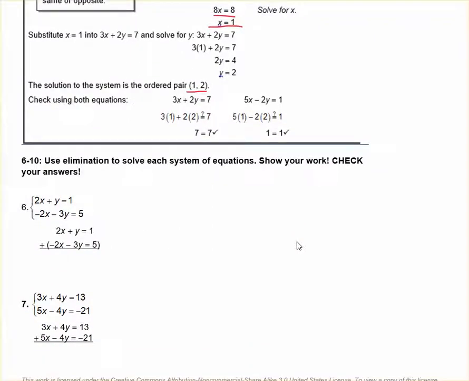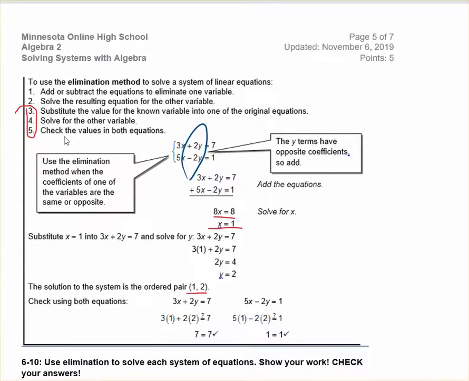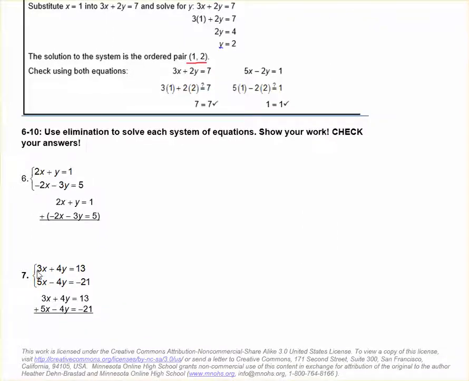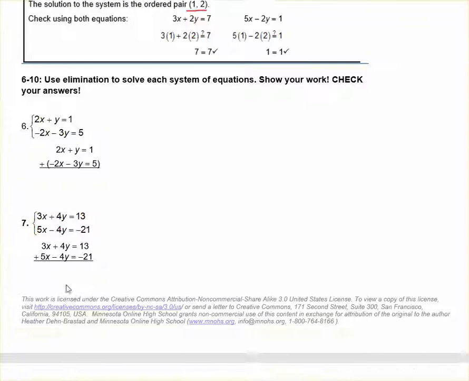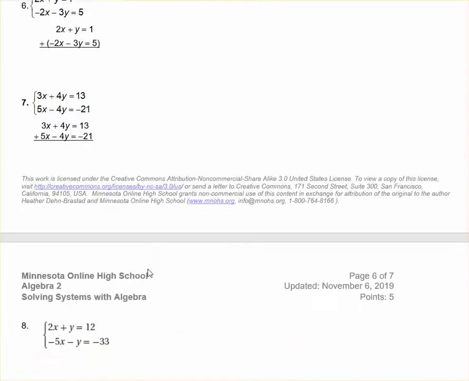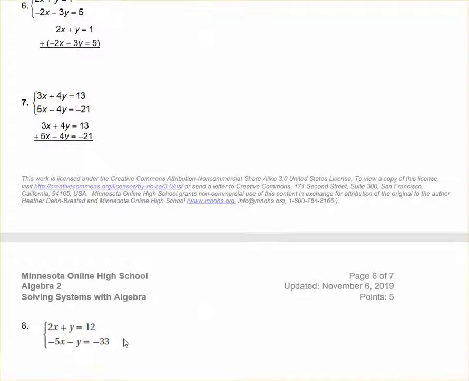So for 6, 7, 8, 9, 10, you can see that these are set up to be able to do these steps right away. They're set up so that you can eliminate one of the variables, 2x minus 2x. Let's see, on this one we have 4y minus 4y. On this one we have plus y minus y. So only on, it's not through 10, it's 6, 7, and 8, they're set up for you.